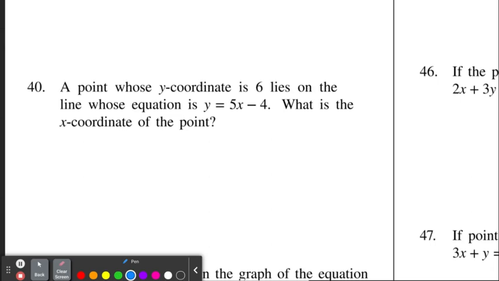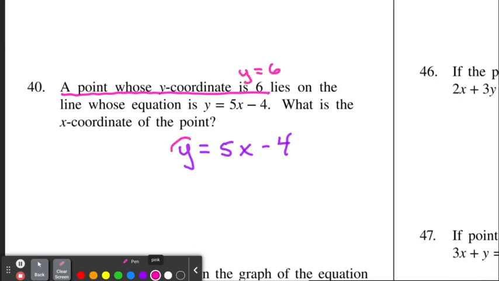A point whose y-coordinate is 6 lies on the line whose equation is y equals 5x minus 4. What is the x-coordinate? So the first thing I'm going to do in this problem is just rewrite my equation because I know they're giving me an equation. y. And remember, algebra is about taking what they give you and finding the missing piece. So let's look at what they give us. They say the y-coordinate is 6. That means y equals 6. So I'm going to take this 6 and plug it in here. So I have 6 equals 5x minus 4.